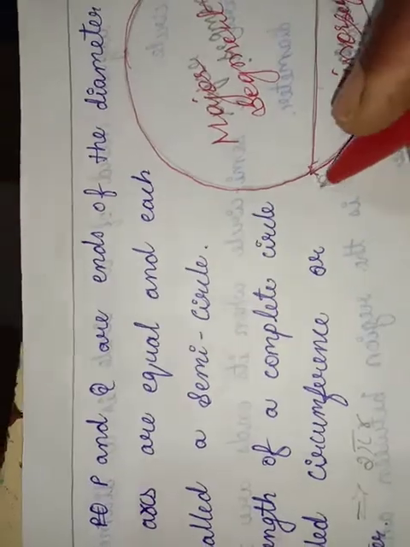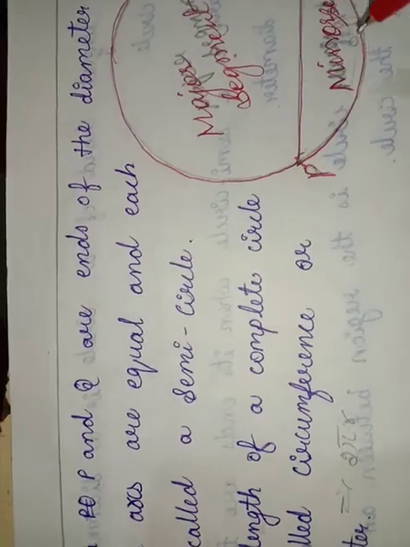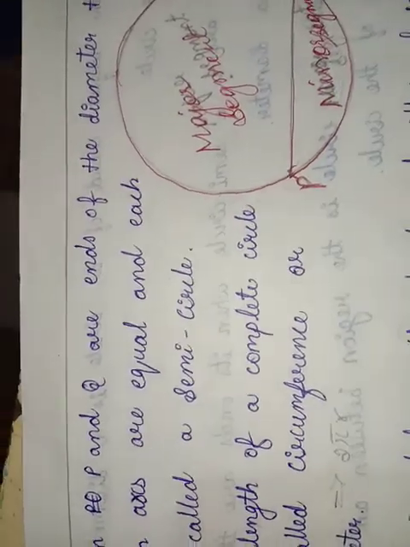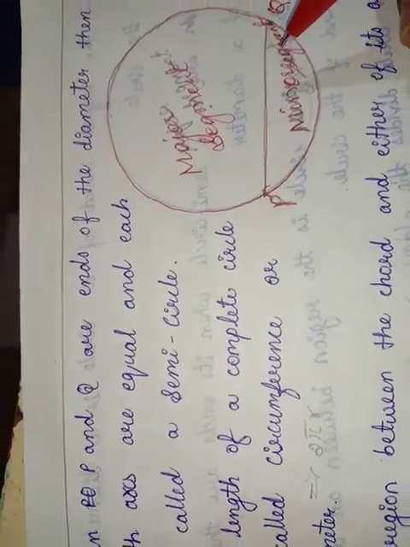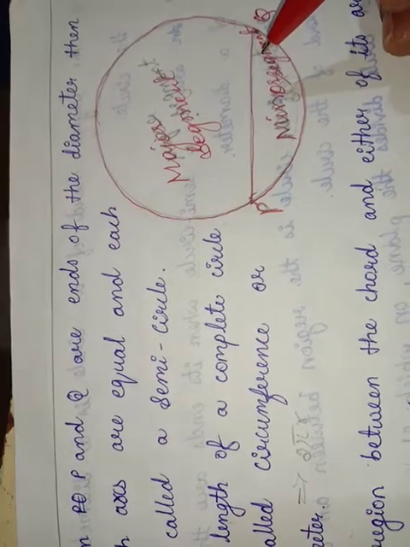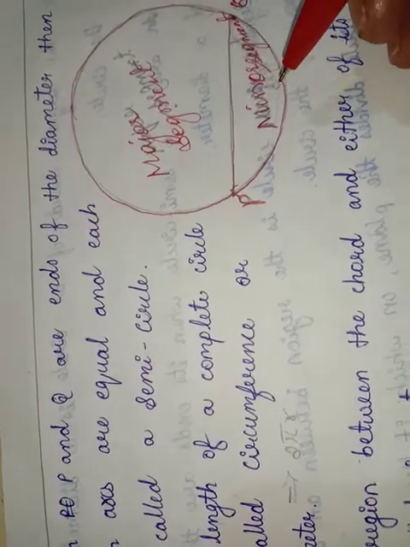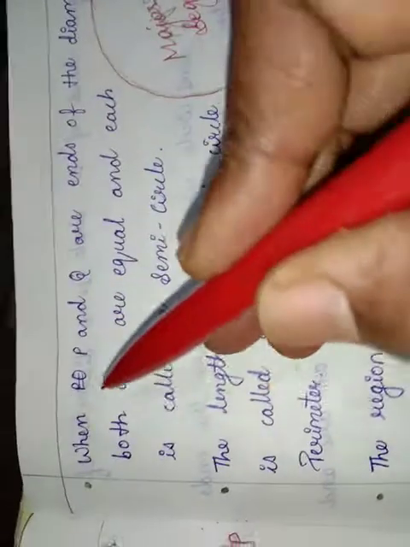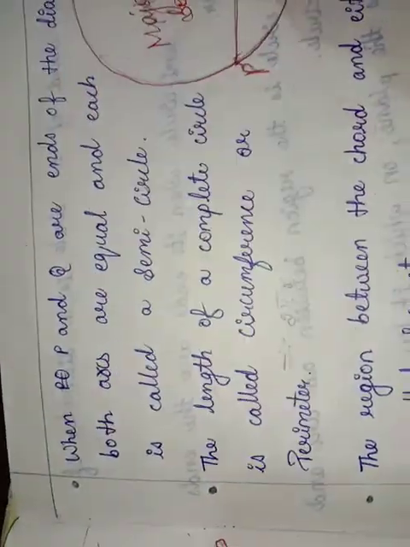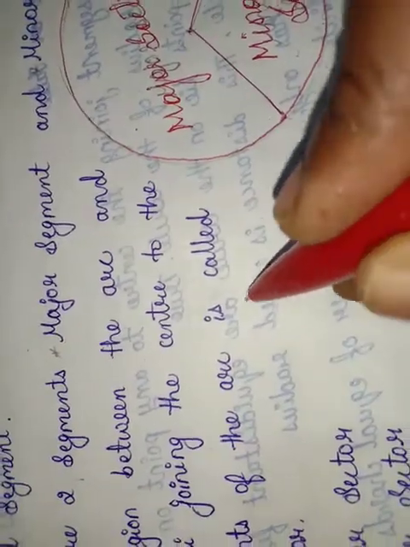Okay, now when P and Q are the ends of the diameter, then both arcs are equal and each is called a semicircle. Okay, it is not shown here. I'll draw and show you here. See, when P and Q are ends of diameter, what is the meaning of that? I'll do it here.